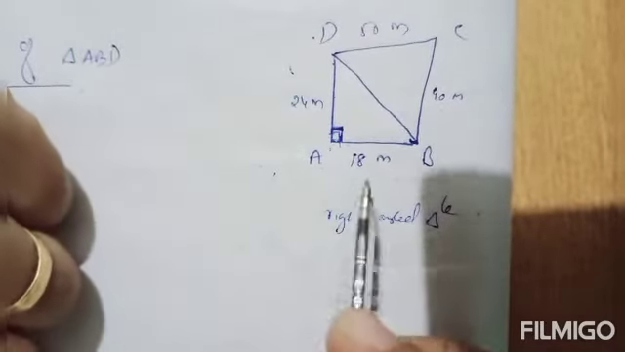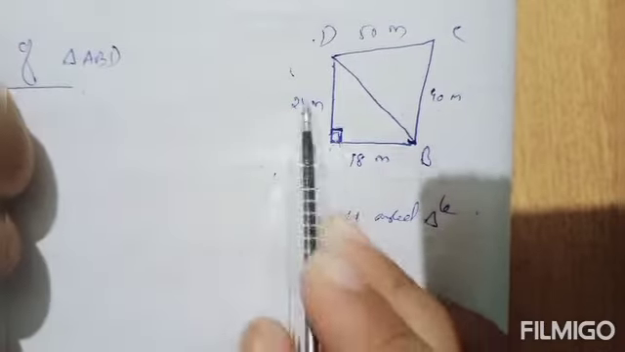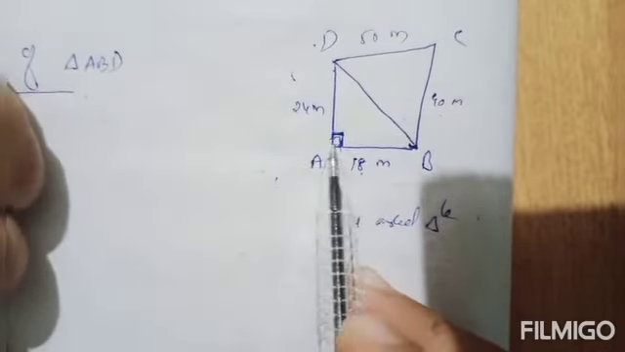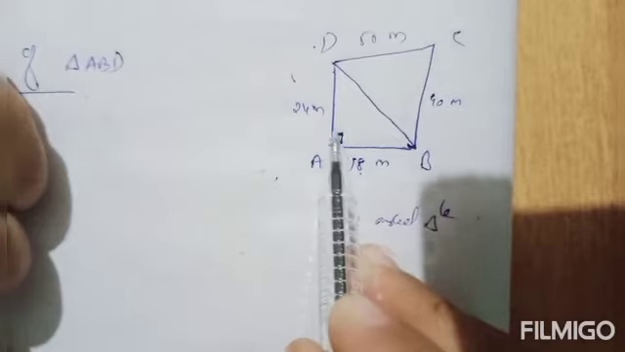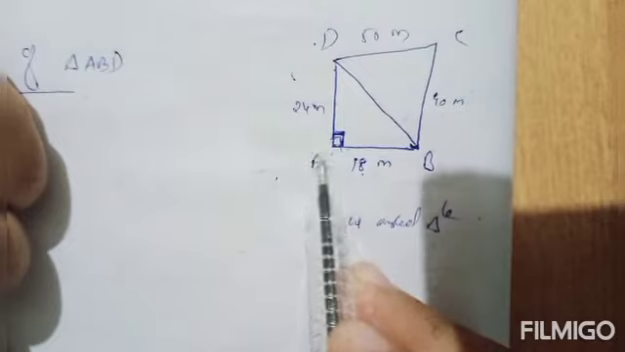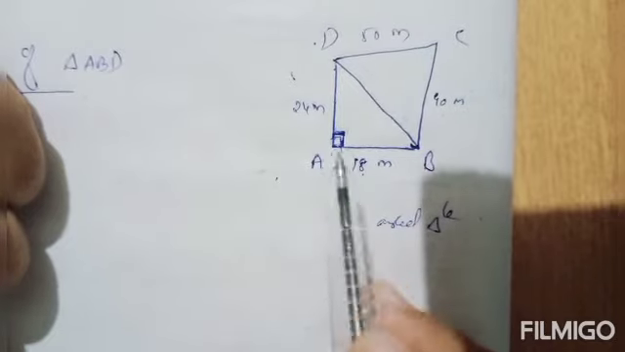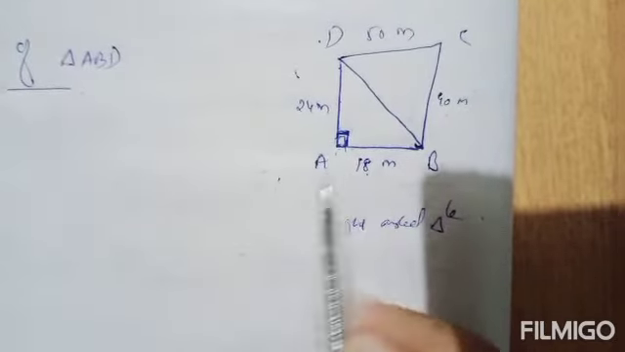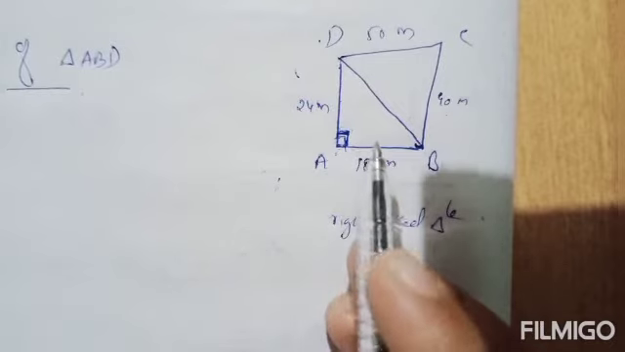In the case of a right angled triangle, if 2 sides are given, meaning the sides which form the 90 degree angle, these 2 sides join to form 90 degrees. So one of these 2 sides you can take as base and the other you can take as height.